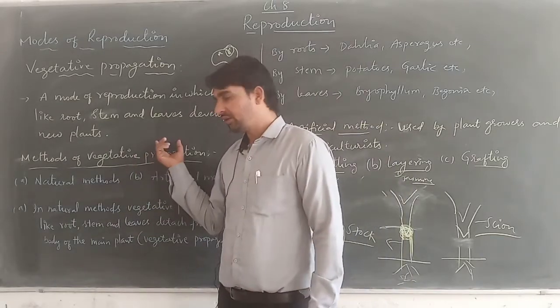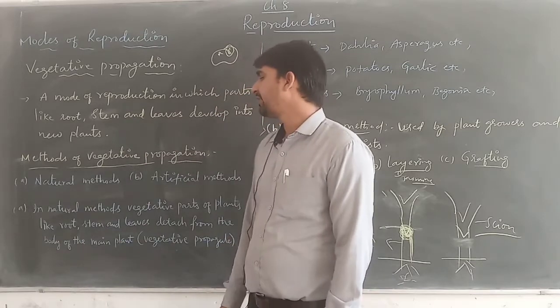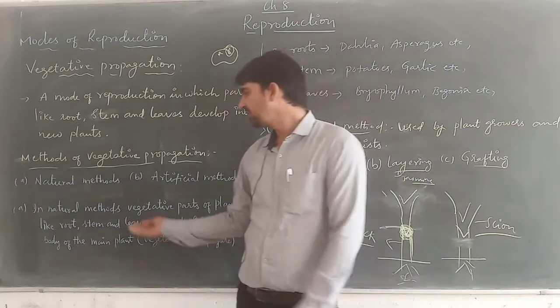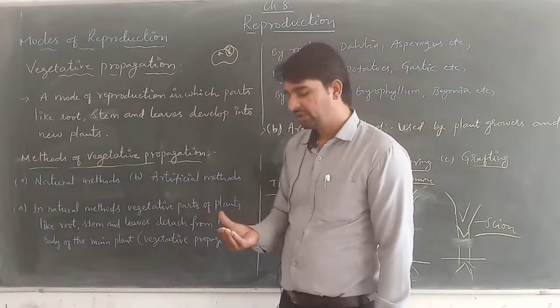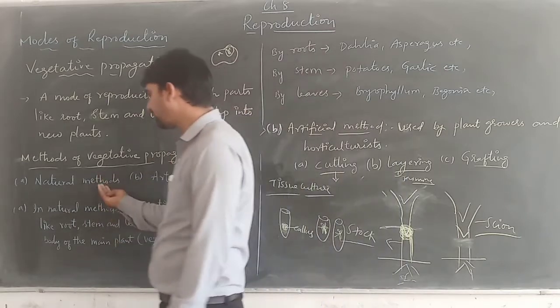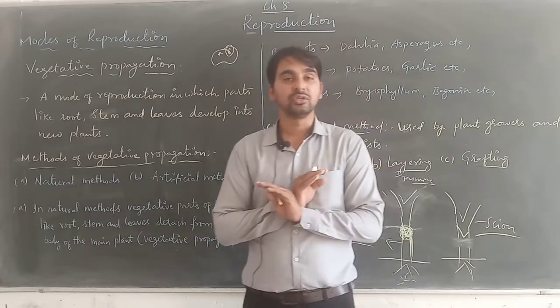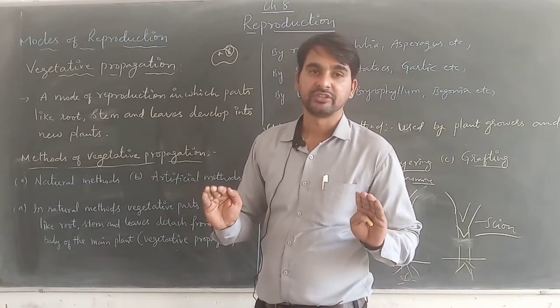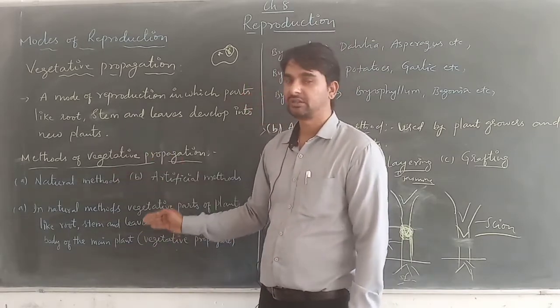Now there are different ways of performing vegetative propagation. What are those different ways? One is the natural method, another one is the artificial method. Let us see what is happening in the natural methods. Look here, natural method means there is no involvement of human beings. Therefore, it is considered a natural method.